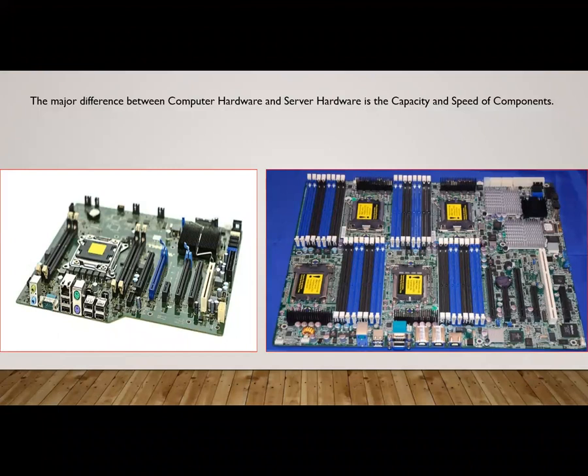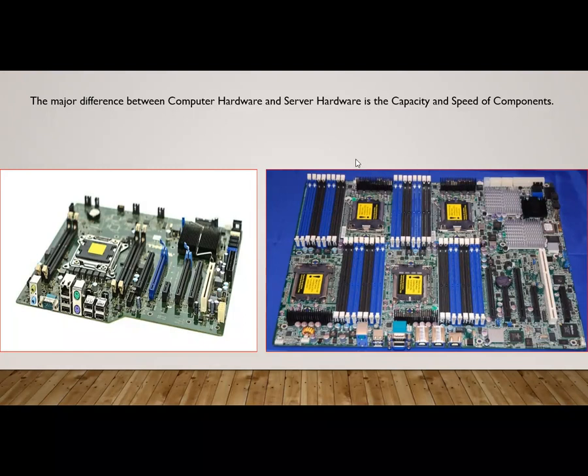See friends, how many processors can you see in a computer motherboard? There is only one processor there, isn't it? There is only one processor available there. But how many processors can you see on the right side, on the server motherboard? There are totally 4 processors available. That means server is a machine that has more hardware capabilities. Server is a machine that has more hardware capacity and more hardware speed. But why do we need a server with 4 processors first of all?